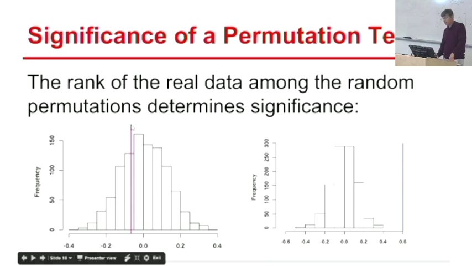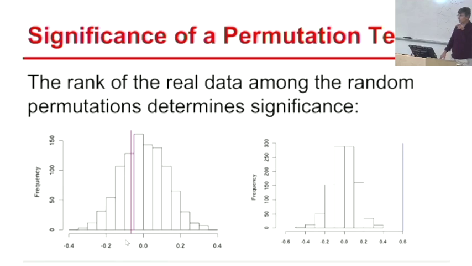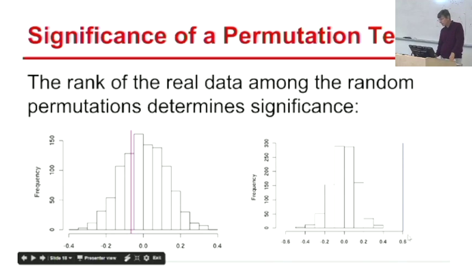If the real difference between men and women was here, well, that's in the middle of the random samples. Yes, there's a difference. It's not zero, but it's not a big enough difference to be very interesting. Does everybody see that? If there's a big difference, the real data should lie at one end of the distribution.